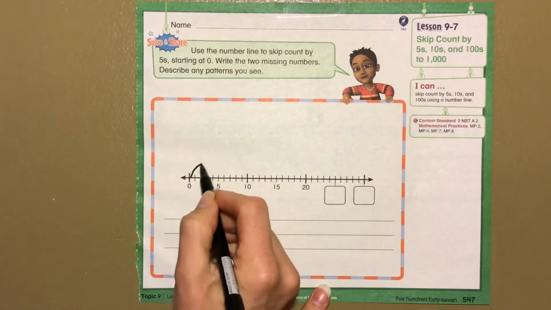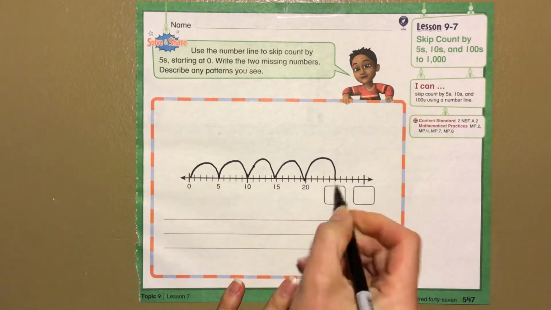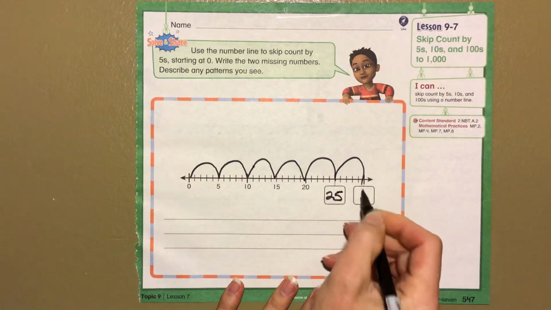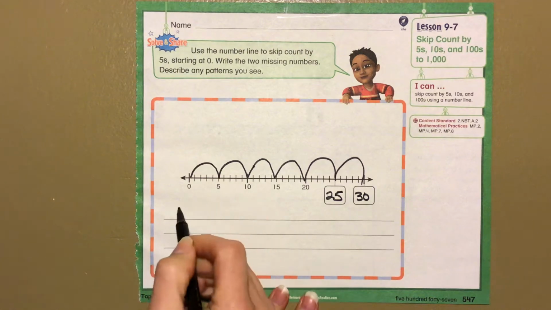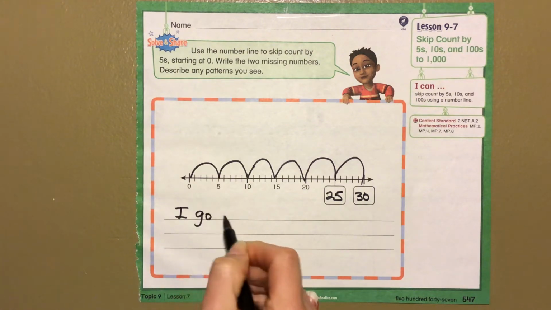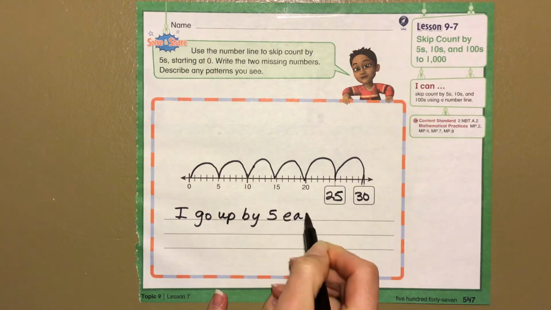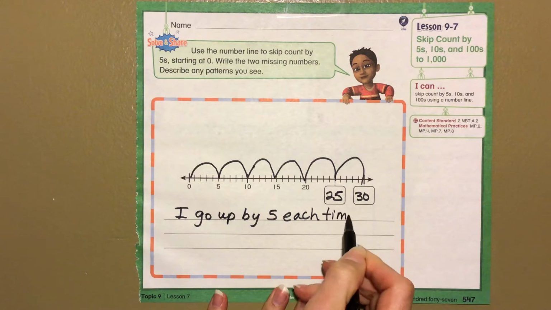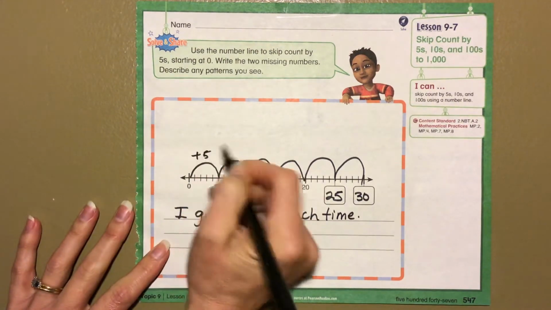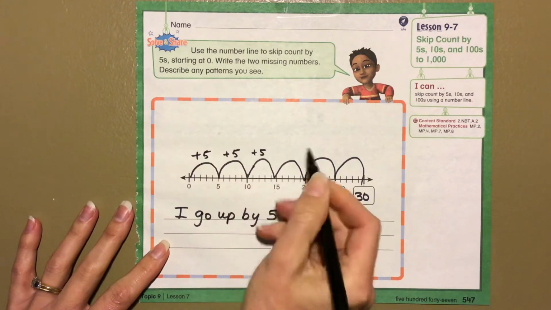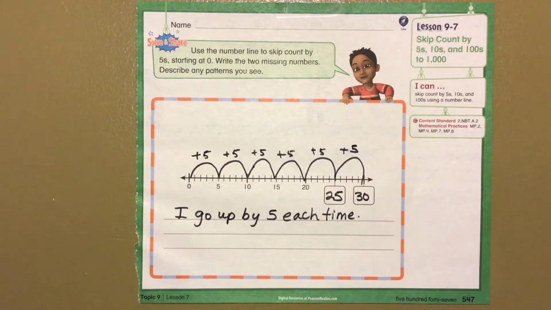So we're going to go 0, 5, 10, 15, 20, 25, and 30. So our patterns are we are going up by 5 each time. I go up by 5 each time. Okay? So we're just going up. This is plus 5, plus 5, plus 5, plus 5, plus 5, and plus 5.